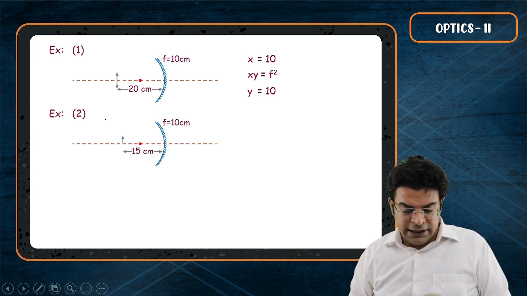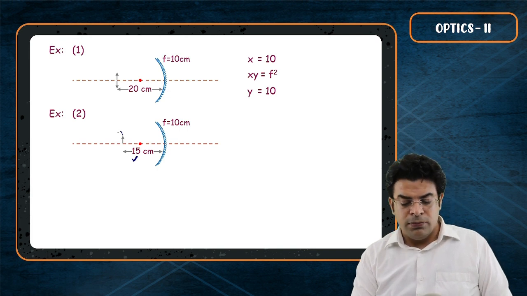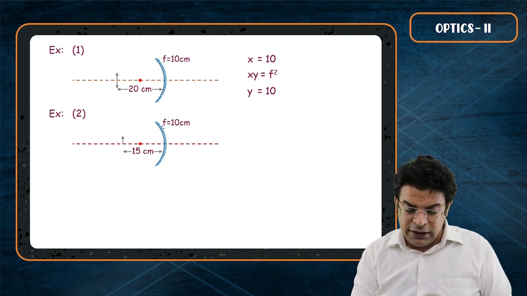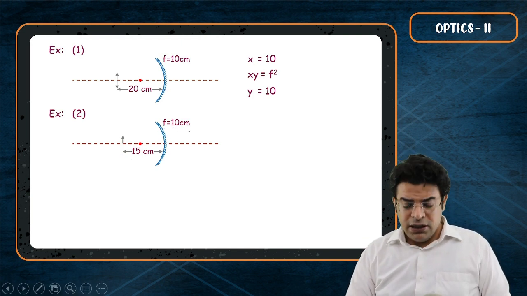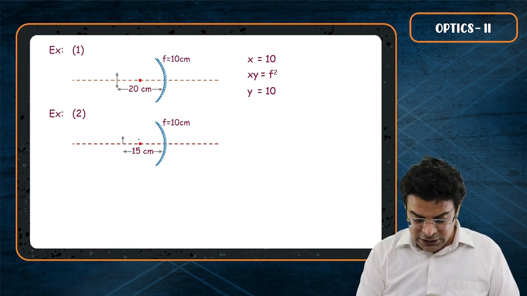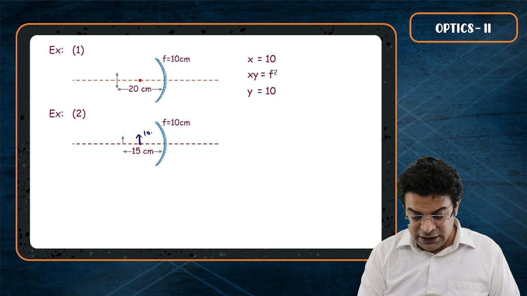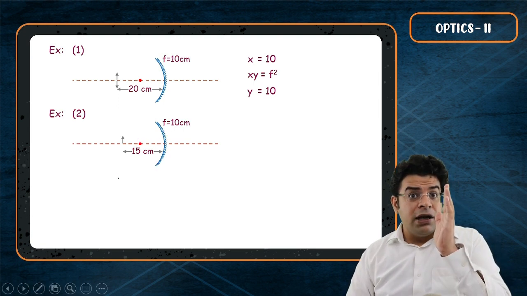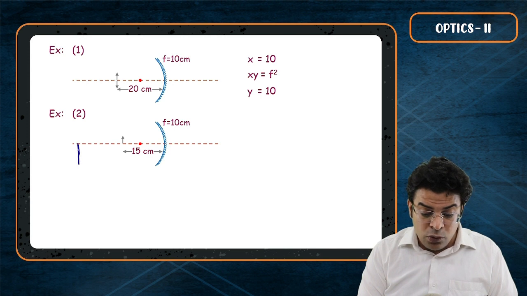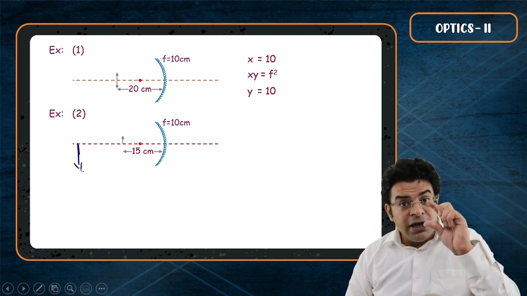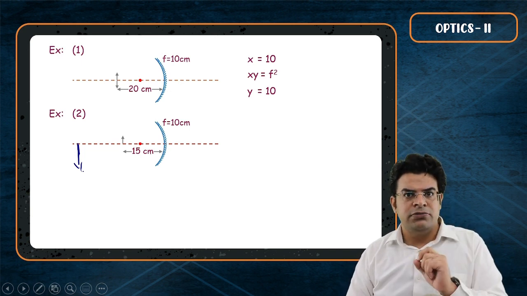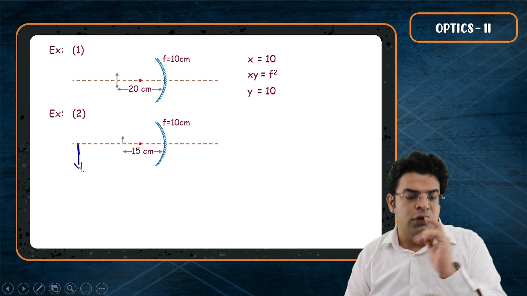Now let's see this second example. You have an object placed at a distance of 15 centimeter in front of a concave mirror and the focal length is 10 centimeter. So tell me, where is this object placed? This object is placed between f, which is at a distance of 10 centimeter, and 2f, which is at a distance of 20 centimeter. If the object is placed between 2f and f, the image is formed between 2f and infinity. The image is inverted, real, and enlarged. You should know all these things just by looking at the data of the question.